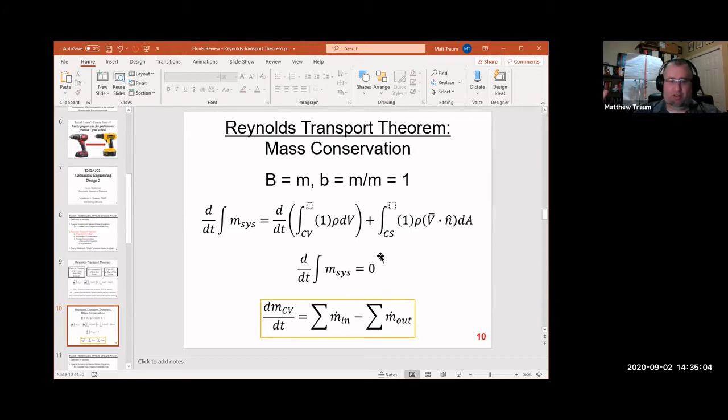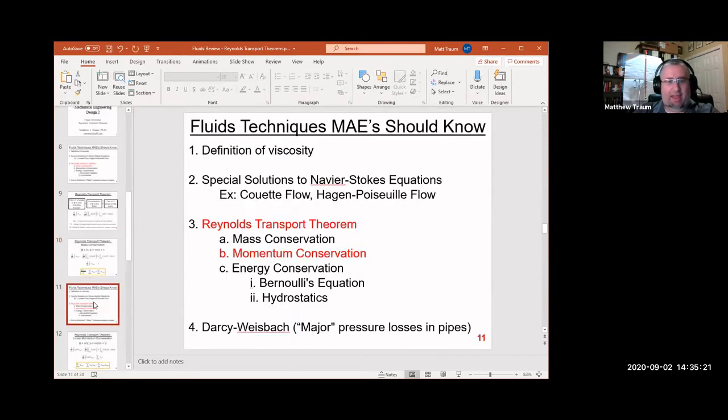So that's how we use Reynolds transport to get from this weird esoteric theoretical expression to the mass conservation expression that you guys know. Can I answer any questions about that? Good so far. Okay, let's move on to momentum conservation.